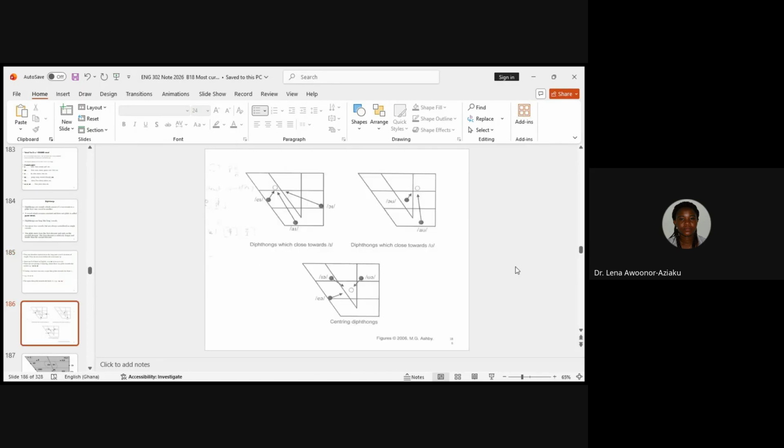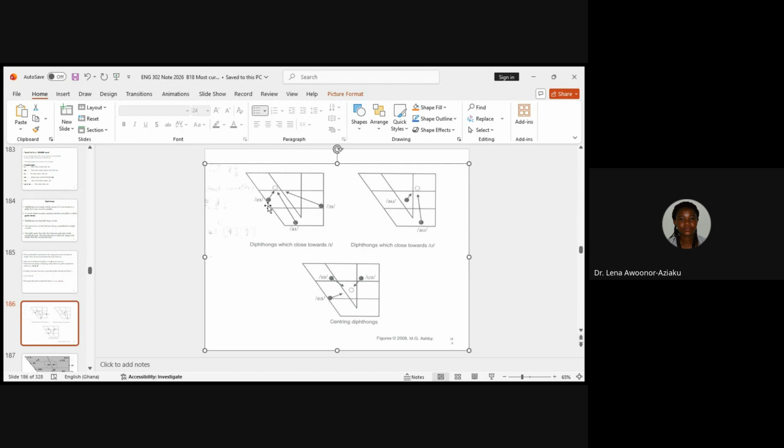Now we look at this. These are for the purpose of education. You know that the kit vowel is around here. It's not very back like this. It's around here where we saw it. But we are talking about the movement. You see that all these ones are moving towards the kit vowel. So these are closing diphthongs to the front. When we ask you to describe diphthongs, we expect you to show these diagrams.